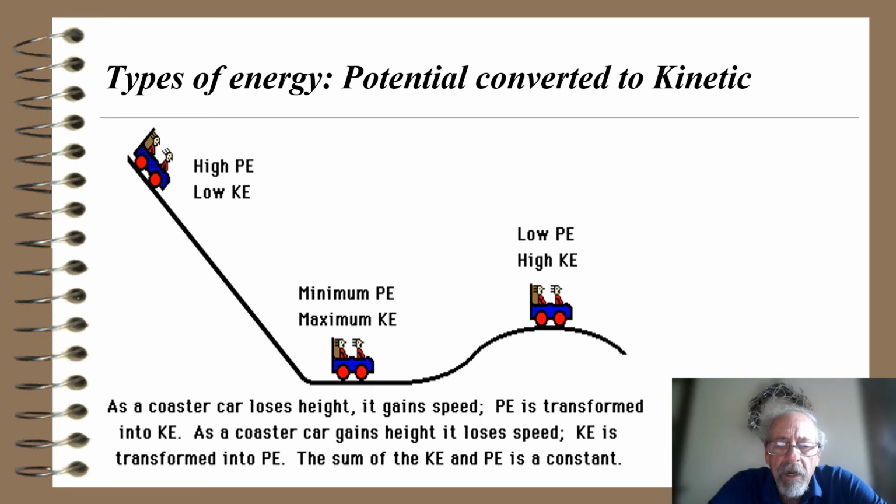As the coaster car gains height, it loses speed. Kinetic energy is transformed into potential energy. The sum of the kinetic energy and the potential energy is constant. So in the valley there, you see minimum potential energy, maximum kinetic energy, probably going the fastest. It goes up a slight hill again, a slight incline. It's got low potential energy, high kinetic energy.